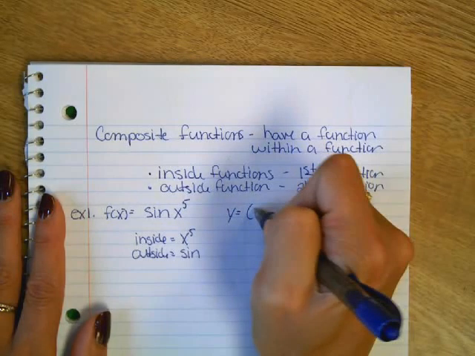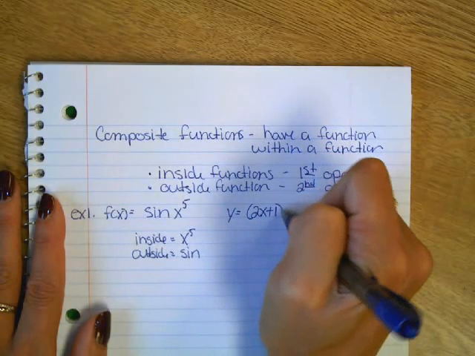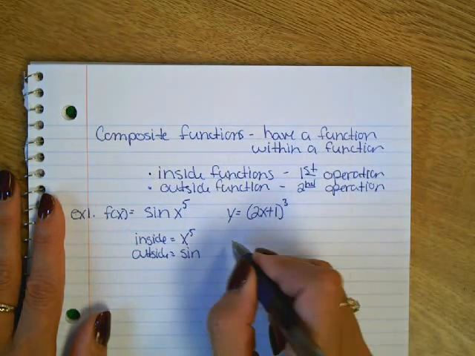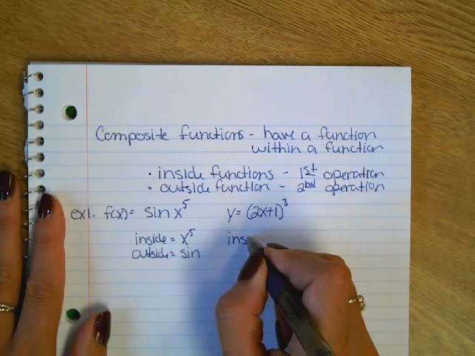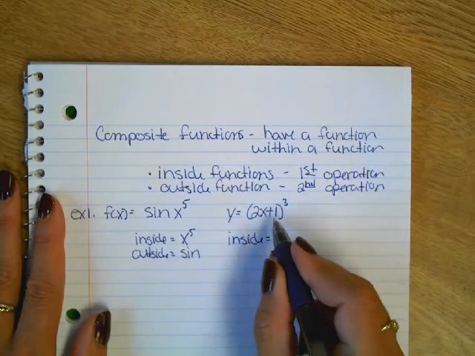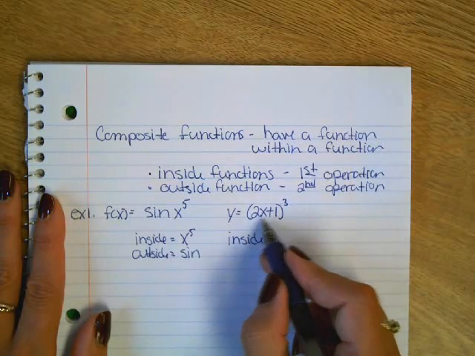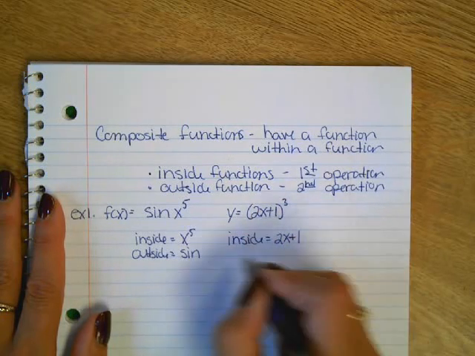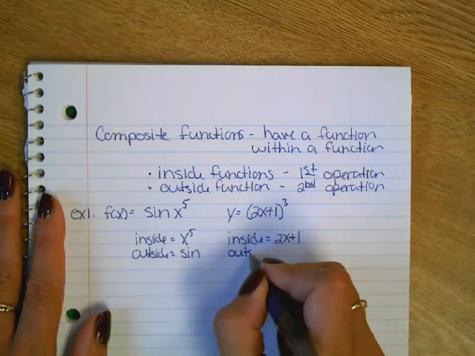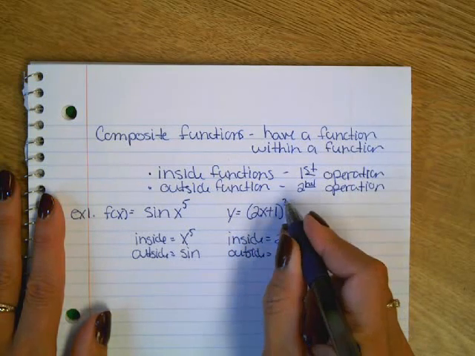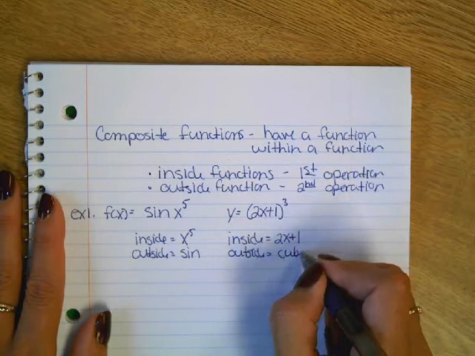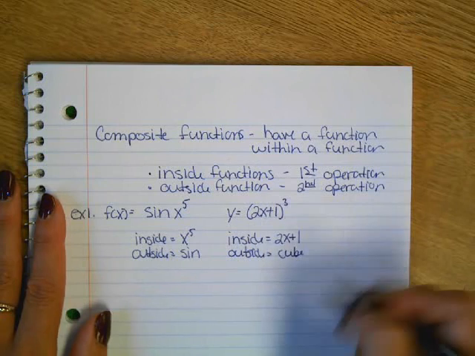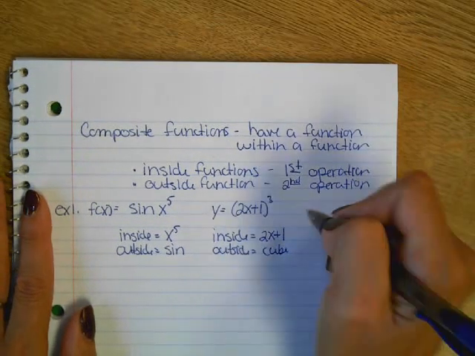Let's say we had y equals (2x plus 1) cubed. And we put in a number for the x. Where's your inside? Well, with parentheses, it's kind of easy. It's the stuff inside of the parentheses. So if you put a number in here, it's going to work inside first. So the 2x plus 1. The outside would be the cubing. So picking out the inside and the outside is what's important right now when we get to our derivatives.